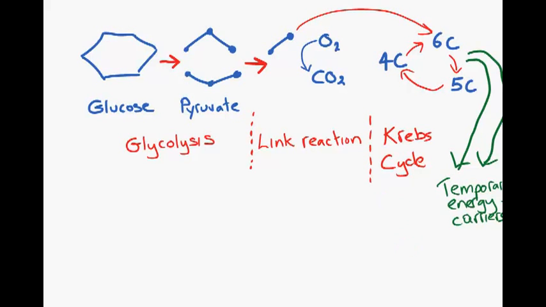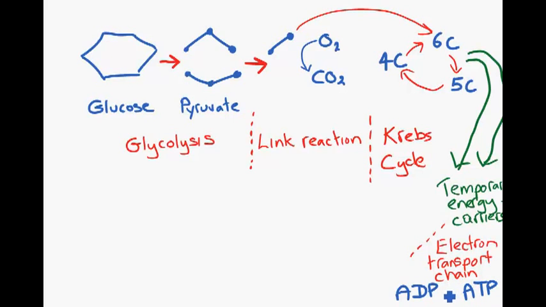These temporary energy carriers then go to the electron transport chain, where they are used to charge up ATP. Lots of it. We end up with 34 of the 38 ATPs made charged up here in the electron transport chain. We can go back through and say this is happening in the cytoplasm. By this I mean glycolysis. The link reaction, everything beyond this point, is occurring in the mitochondria.